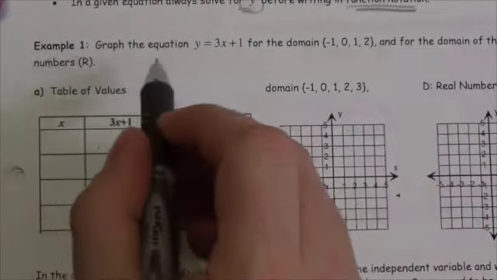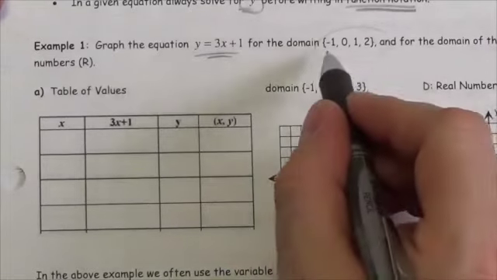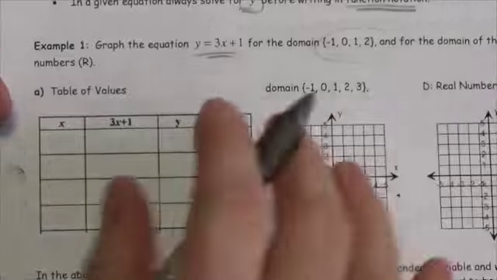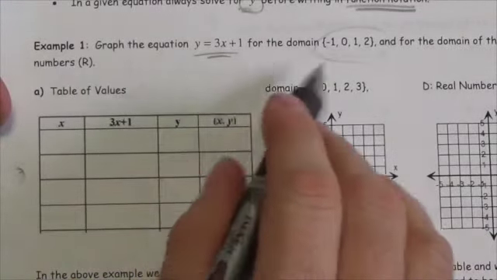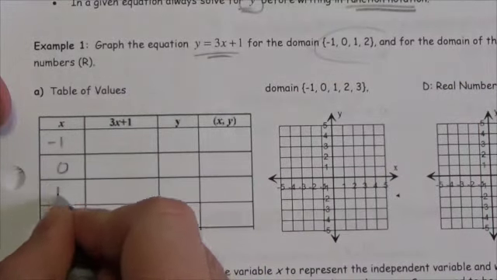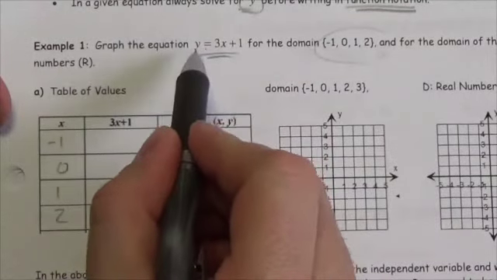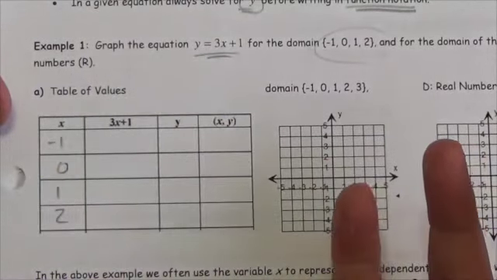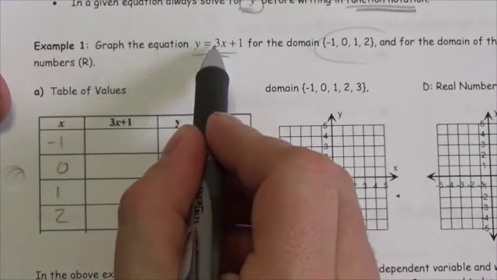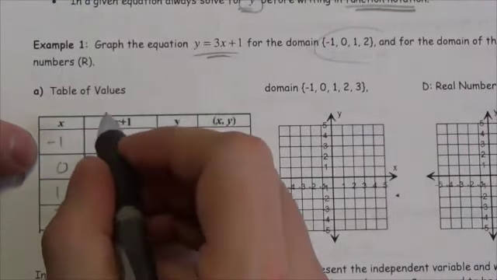For this example, we're going to graph the equation y equals 3x plus 1 over the domain -1, 0, 1, 2, and then for the domain of real numbers. So we're going to go to our table of values first. We're going to throw in our domain, and the given domain right now is -1, 0, 1, and 2. These are the specific values we're choosing. Now remember, y depends on x. How does y depend on x? To get y, I'm going to multiply the x value by 3, and then I'm going to add 1.